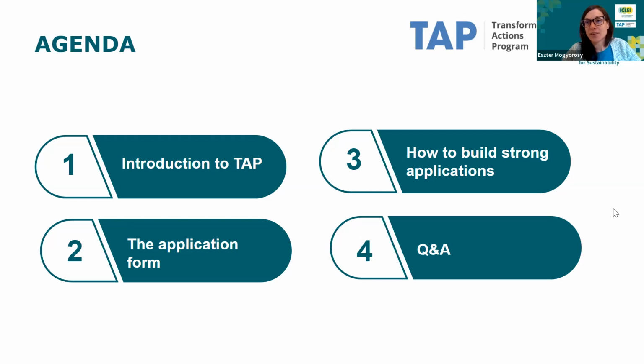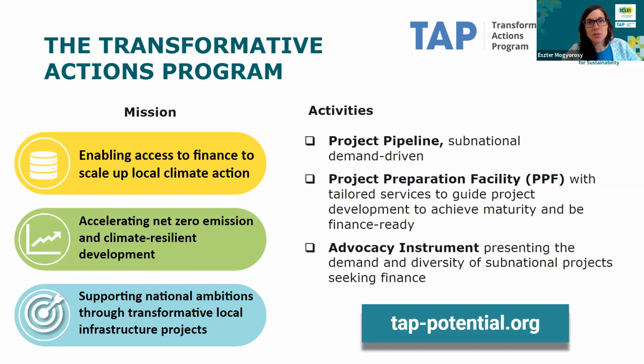After that, we will still have time for questions, because we try to keep these presentations short. Moving to the next slide, just to introduce the TAP: the TAP is the abbreviation of the Transformative Actions Program. It started in 2015, and since then we have annual calls. The next one will open in 2 weeks, on the 13th of May, and that's why we are organizing this webinar now.